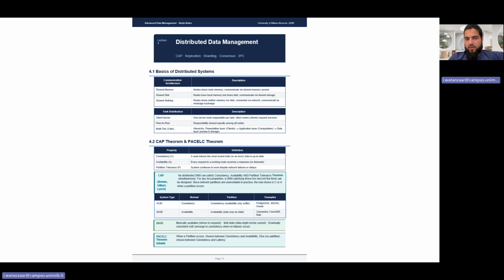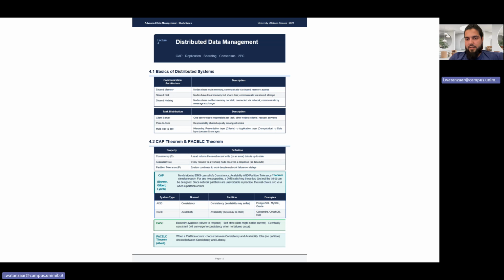But what does the CAP theorem say, and what is the idea of the CAP theorem? The CAP theorem says there is no distributed data management system that can satisfy consistency, availability, and partition tolerance all together. I mean, there is no system which can manage all three of these different constraints: consistency, availability, and partition tolerance. So this theorem says that for any two properties, a DMS satisfies those two, but not the third one. I mean, they can maintain two of them, but not all of them.